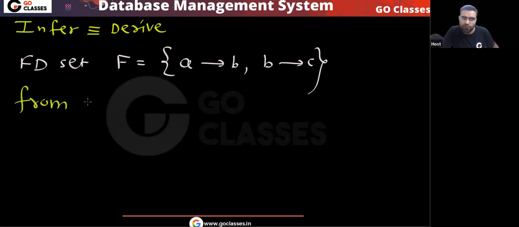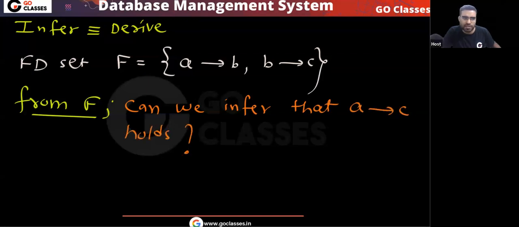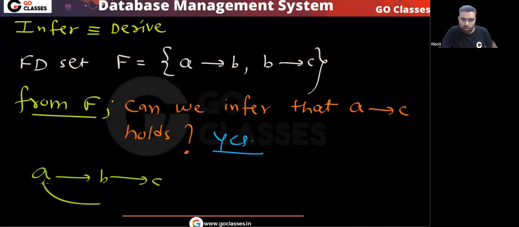My question is that from this set F, can we infer, infer means derive, that the functional dependency A determines C holds? The answer is yes, because A will determine C transitively. You already know, A can determine B, B determines C, so A will determine C. Very simple. So yes, we can infer this functional dependency from this set of functional dependencies. Is this clear?